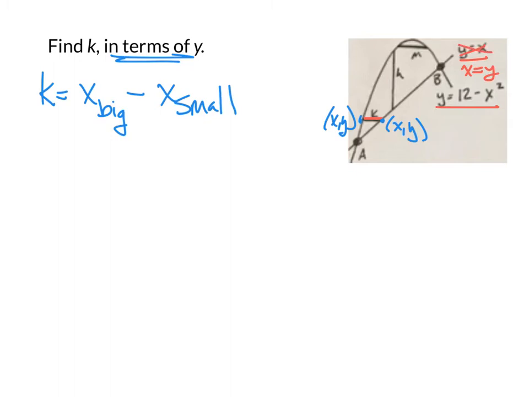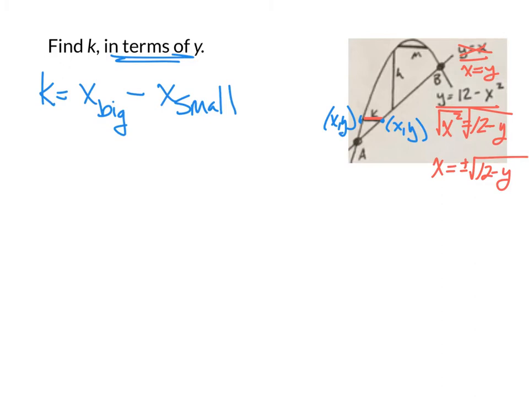It's the second equation. We need to solve that for x so that we can write it in terms of y. To do that, I'm going to add x squared to both sides and subtract the y from both sides. So x squared is equal to 12 minus y. To get rid of the squared, we're going to want to square root both sides. So x is equal to plus or minus the square root of 12 minus y. So let's go back to finding k.